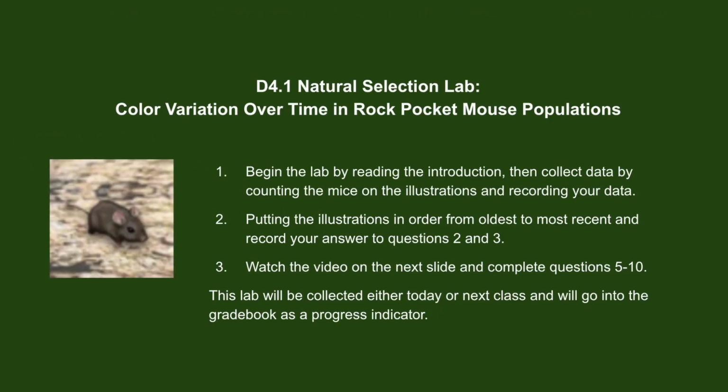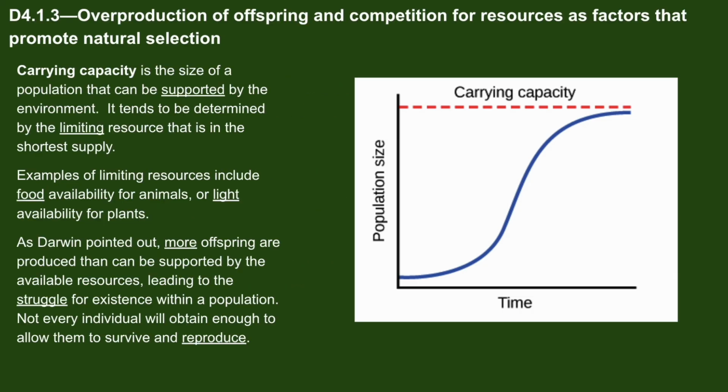We then did an investigation on the rock pocket mouse. Remember that this is a clear example of natural selection that we can see happening right in front of us.